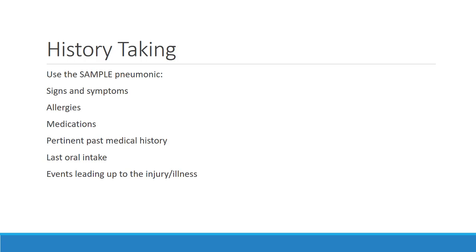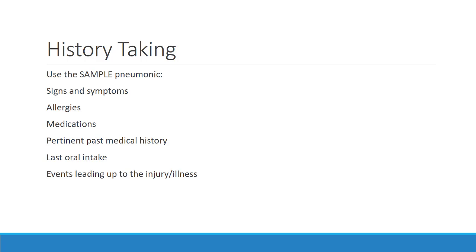Pertinent past medical history is anything that is pertinent to the incident. So that could be wide-ranging depending on the age, sex, and type of incident that's going on. Last oral intake is very important. Especially, first of all, if they're going to have any kind of surgery. If we think they're going to have some type of surgery, the hospital is going to want to know when they had their last oral intake. But also, if they're having some sort of gastrointestinal problems, we want to know that as well.